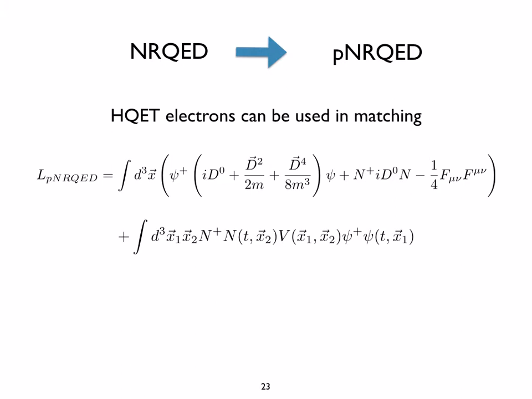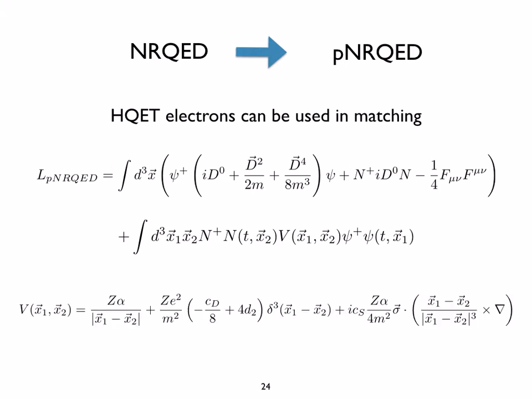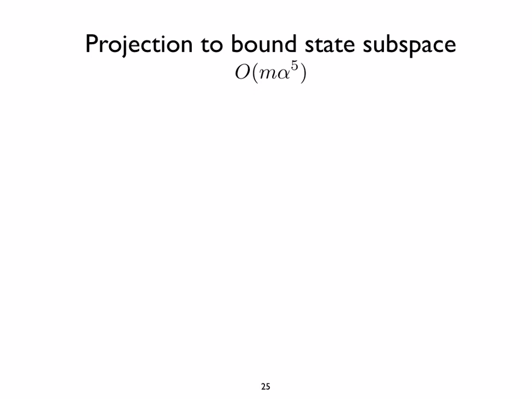The size of the bound state is of order 1 over m alpha, while the energy of ultrasoft photons is of order alpha squared, so we can multipole expand ultrasoft photons in the electron-nucleon Green's function. pNRQED has no energy scale, so any loop will give 0, and the NRQED calculation directly gives us the potential. But to deal with bound states, we have to project this field theory onto the bound state space.